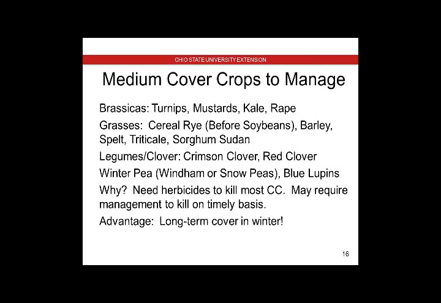Kind of the ones I put in the medium would be these brassicas, the turnips, the mustards, the kale, and the rape. Again, the turnips, you may want to use those to graze. The kale and the rape, it may take some herbicides to kill those. Cereal rye, especially before soybeans, barley, the triticale, and the sorghum sudan grass. The only reason I put sorghum sudan grass in there is because you get a tremendous amount of residue. You may have to do something to help that residue depending on what crop you're going to plant next year. A little extra nitrogen or adding another cover crop after the sorghum sudan grass will help it to decompose faster.